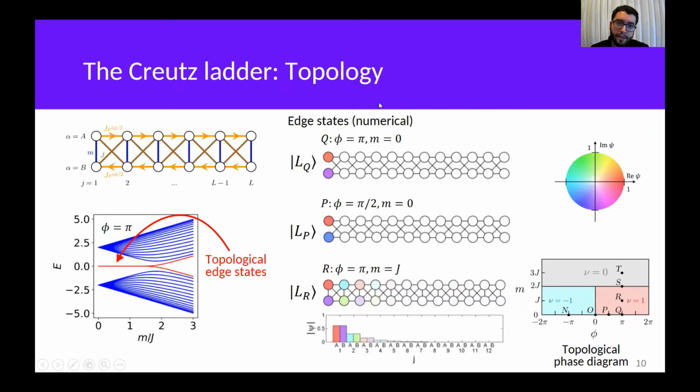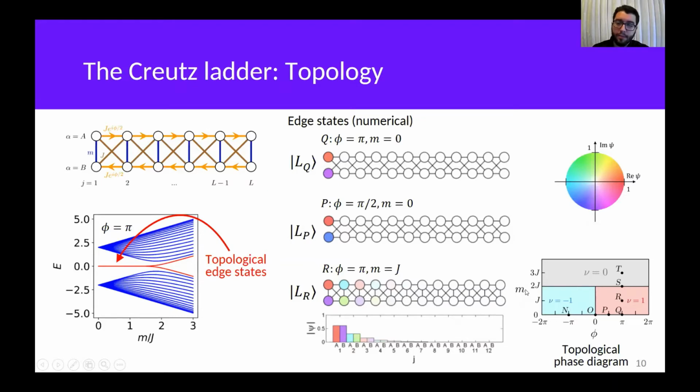And I said that this system is a topological insulator. And here we have the topological phase diagram. This phase diagram is periodic in phi with period 4 pi. And each of the phases is labeled by its topological invariant, which is the winding number nu, which can be 1, -1, or 0, and is proportional to its Zak phase.